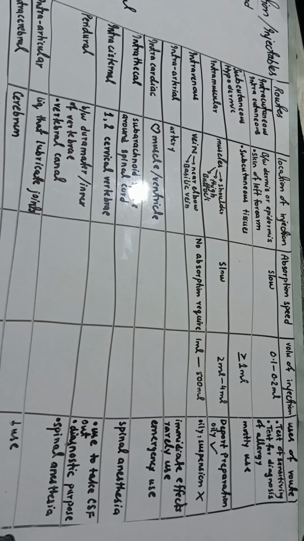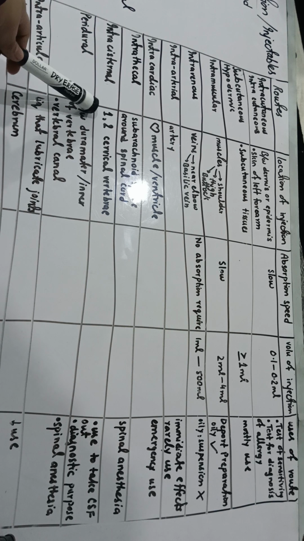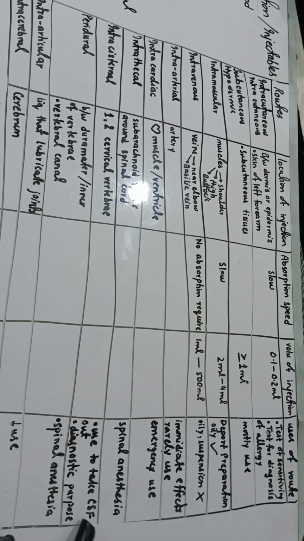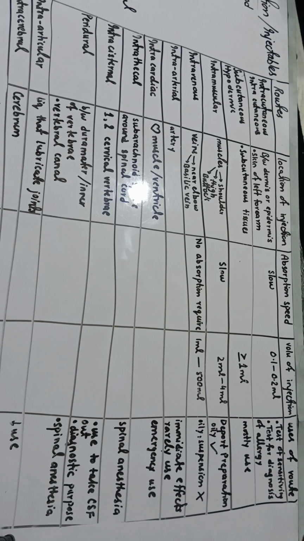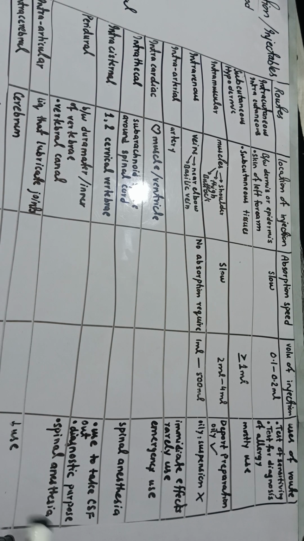So the next type of injection is the intracisternal. It is given in the first and second cervical vertebrae. And similarly, the use of this injection is to take the CSF, the cerebrospinal fluid, out of your body, and it is also used for diagnosis purposes. The next special injection is the peridural. It is given between the dura mater and the inner vertebra in the vertebral canal. You can say it is the vertebral canal. So it is also used to give spinal anesthesia to that patient.